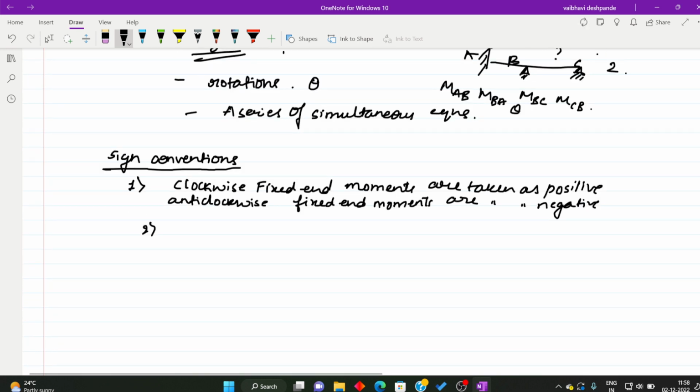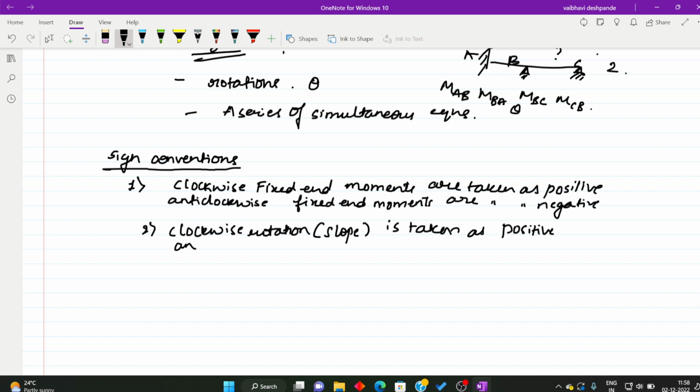Then next, a clockwise rotation or slope is taken as positive, and anti-clockwise rotation or slope is taken as negative.